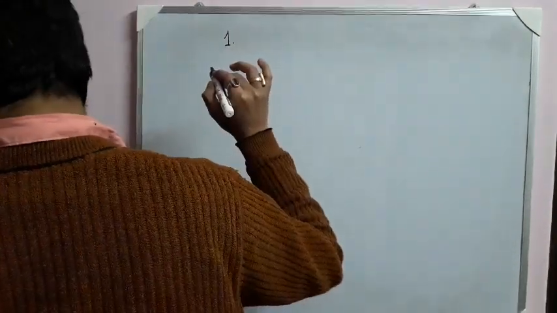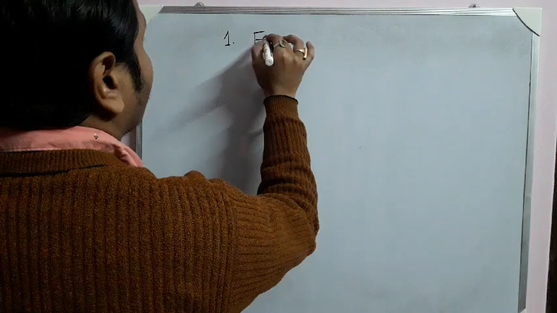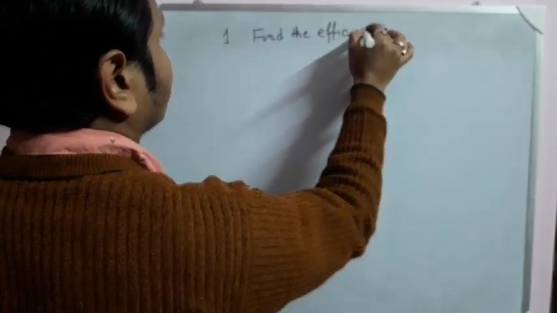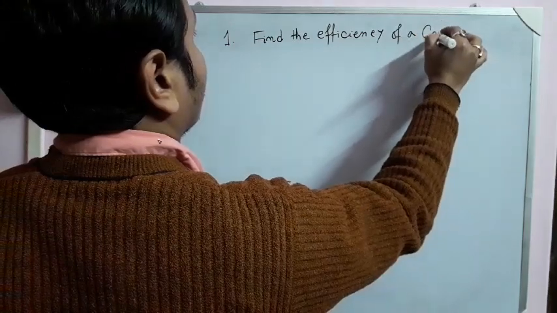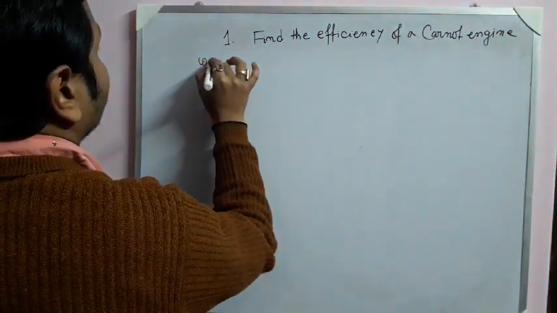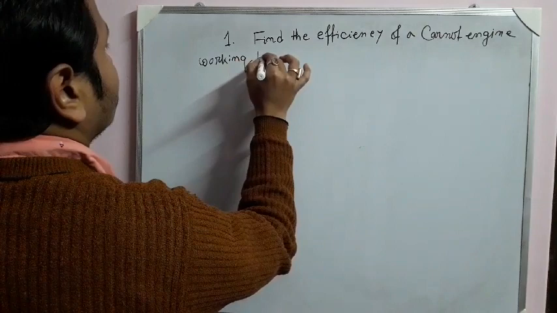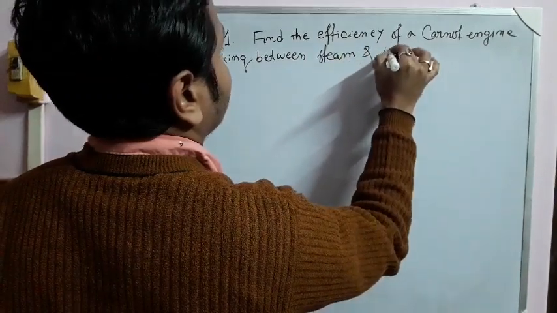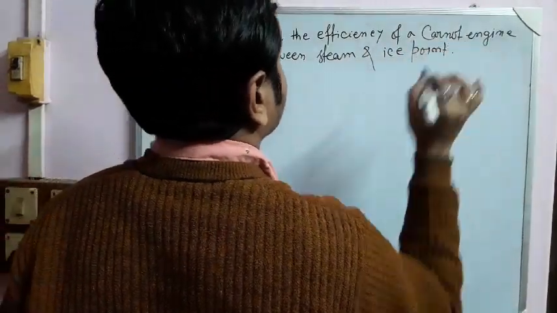So the first numerical that is given: find the efficiency of a Carnot engine working between steam and ice point. Okay, so this is the first numerical.